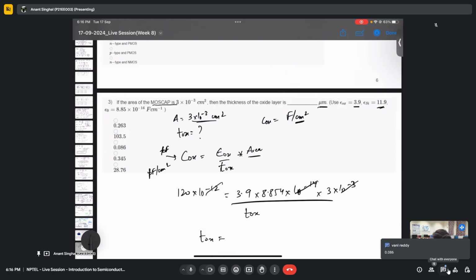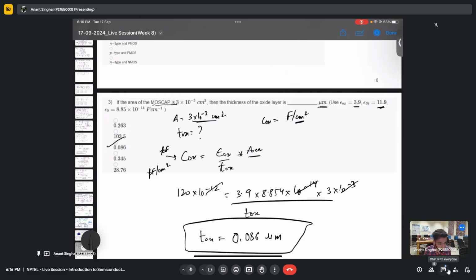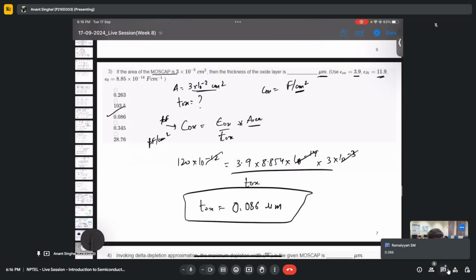Okay, so the answer should be in micrometer, right? The answer that you have got. Yeah, only one. So I'm assuming this calculation is correct. It will come out something around this only. 8 will come, I am sure about that. So I guess we can proceed. Yeah, that is great. I've got the confirmation.